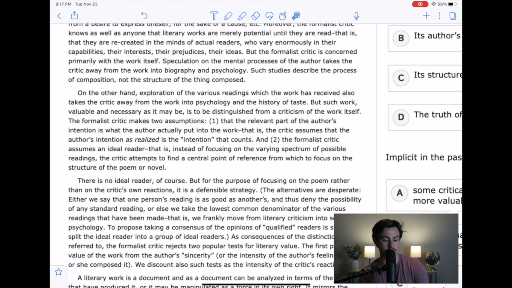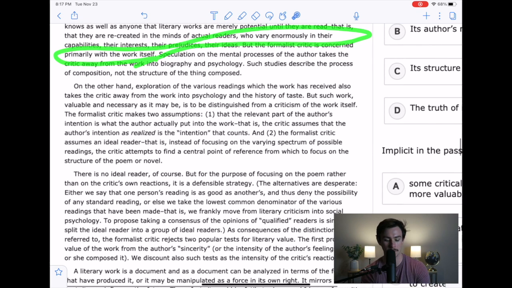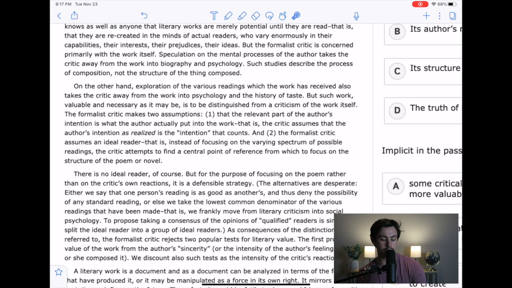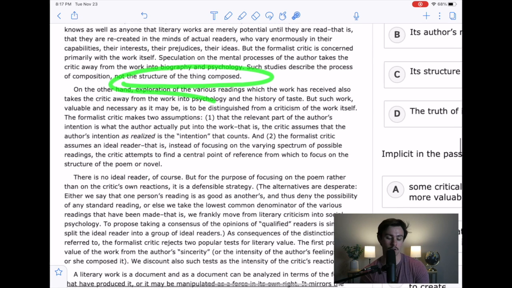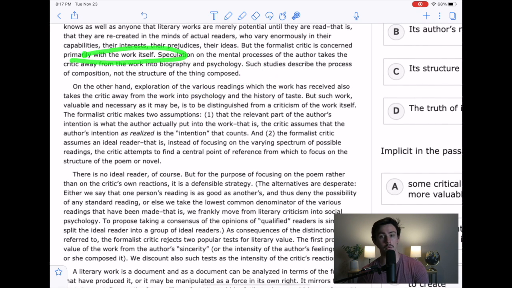It says, "The Formless Critic is concerned primarily with the work itself." Okay, so now they've kind of justified what we've been looking at this whole time. "Speculation of the mental processes of the author takes the critic away from the work into biography and psychology." Oof, I think they're kind of throwing shade there. "Such studies describe the process of the composition, not the structure of the thing composed." So our author likes the structure of the thing composed. Our author wants to focus on just the work.